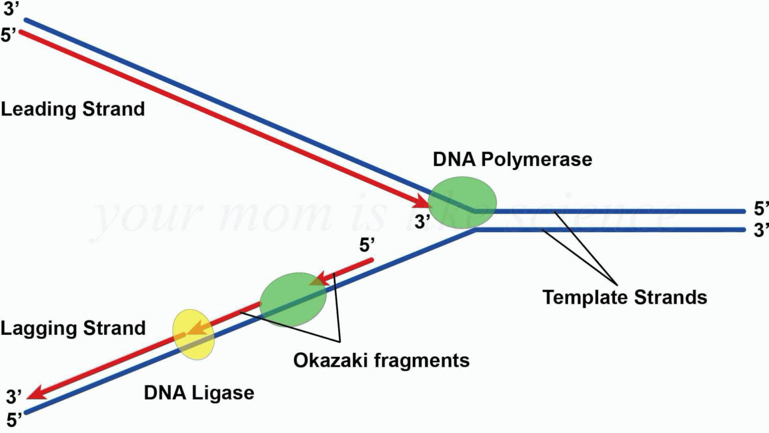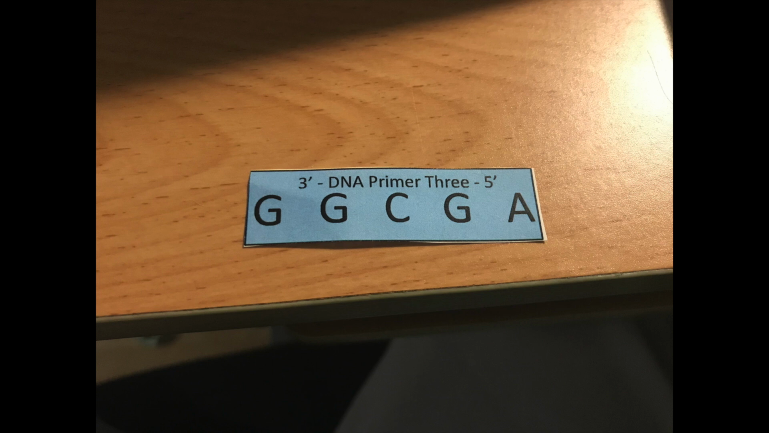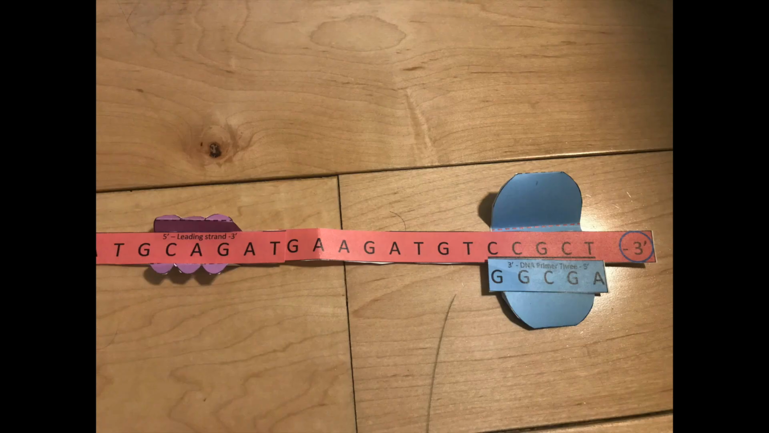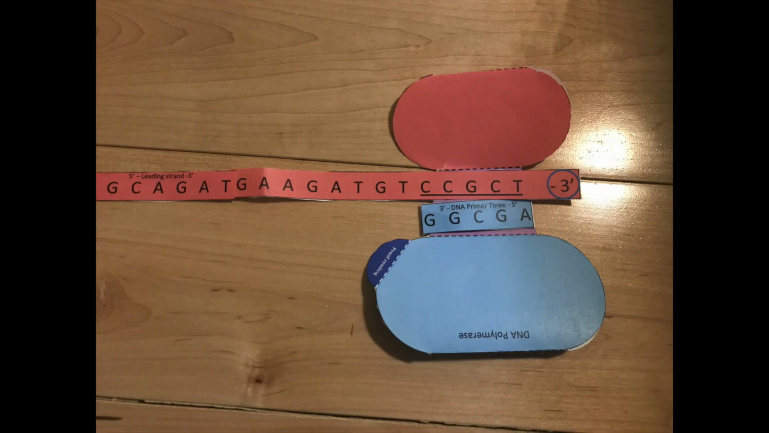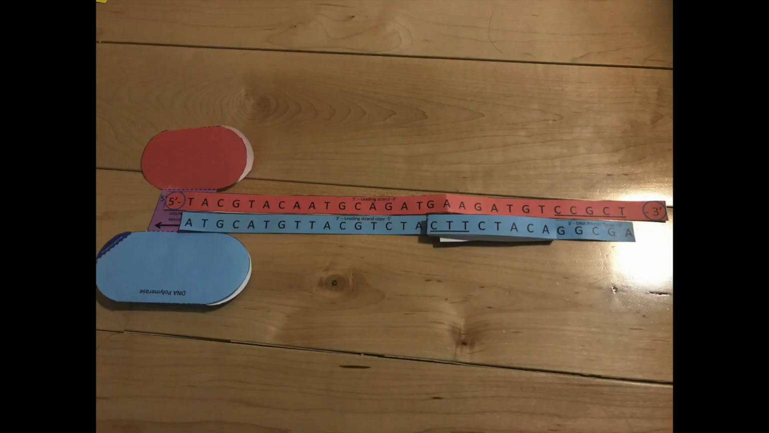In this synthesis, a short piece of RNA, called a primer, which is produced by an enzyme called primase, comes along and binds itself to the leading strand. This becomes the starting location for the DNA synthesis. The DNA polymerase then binds to the leading strand and walks along the strand, adding new nucleotide bases to the new strand of DNA.